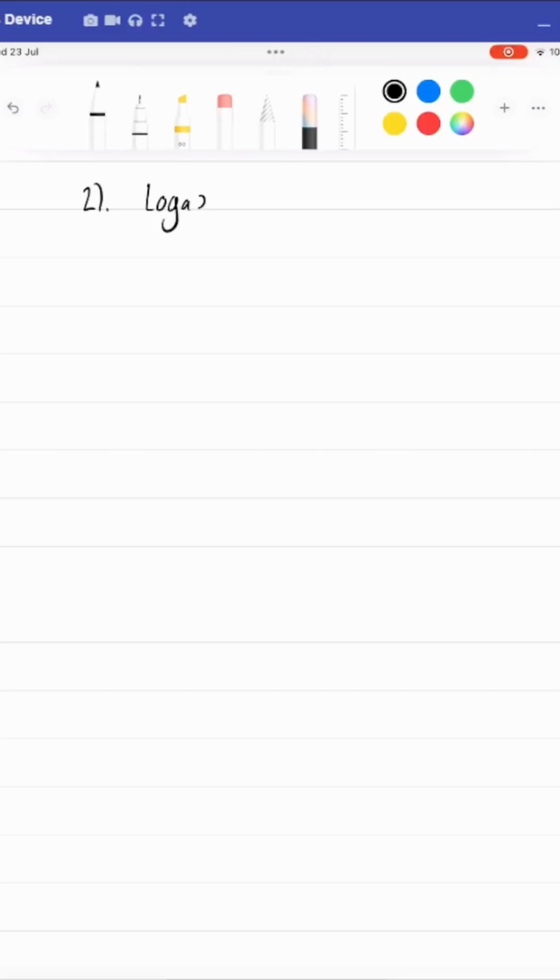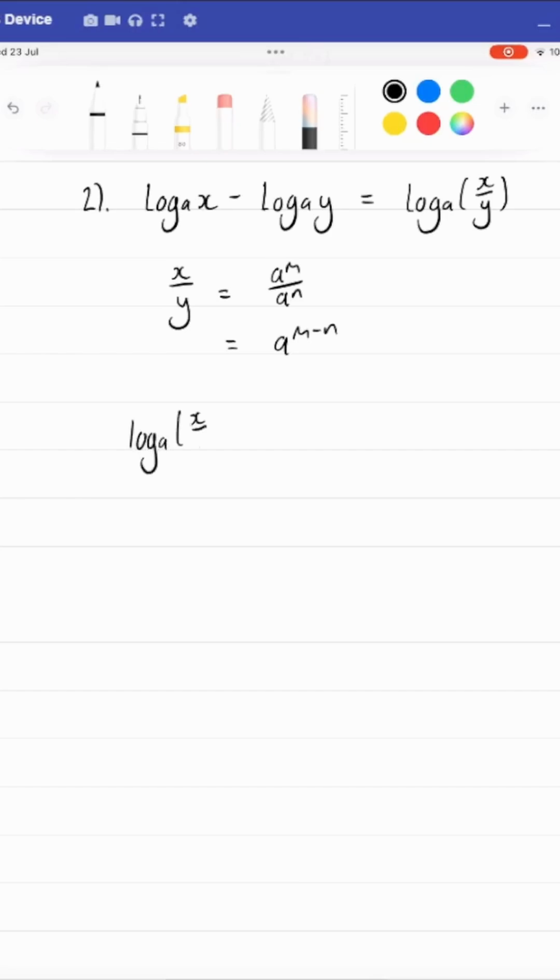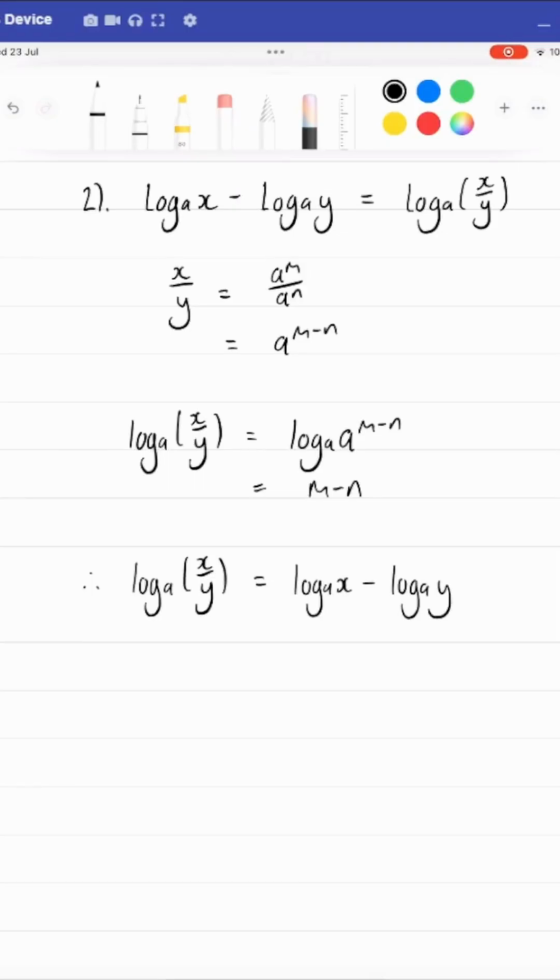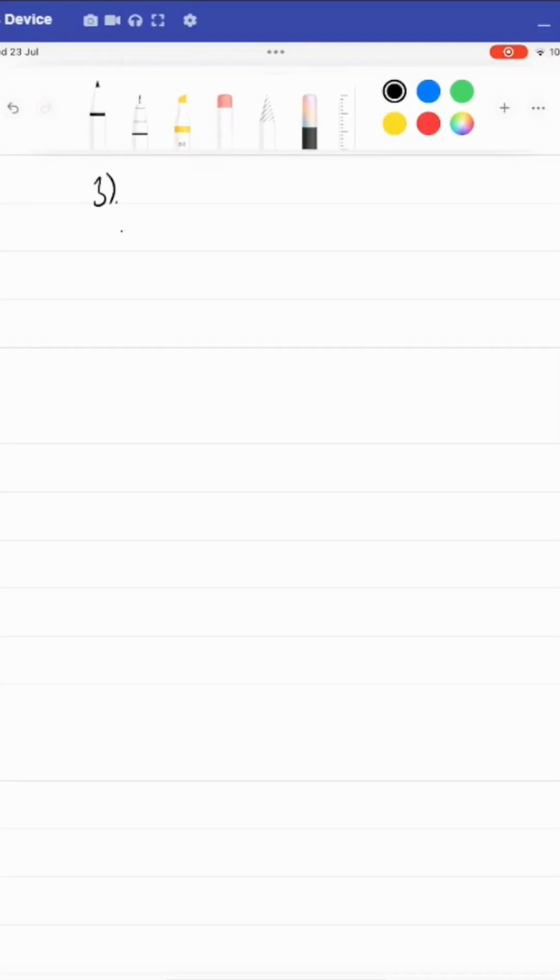Next is that if you subtract two logs with the same base, that is the same as dividing the values within the log. And finally, if some value n is multiplied to a log, it is the same as a log with the same base, with its value to the power of that same value n.